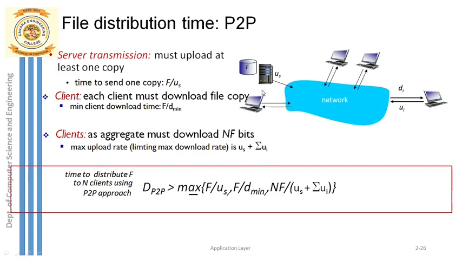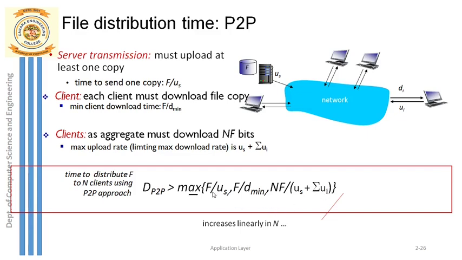Something like this: first, the upload rate by server. So what is that? F by US, that is the initial uploading. After that, the download rate of your individual client, you compare F by D min. And after that, the distribution time for all N clients: N into F divided by the upload rate of server plus the upload rate of all the clients. That can be written as sigma UI. This is the summation of upload rates of all the clients.